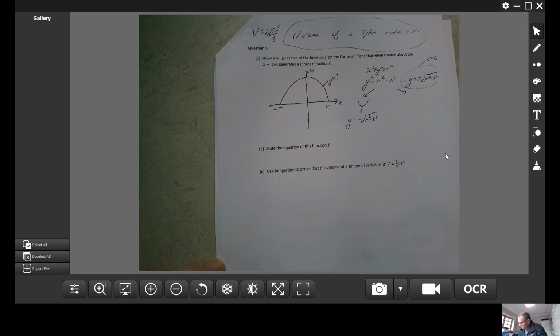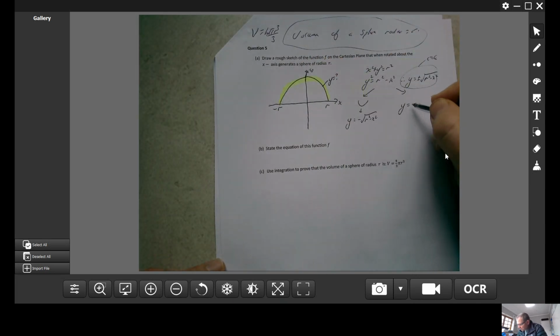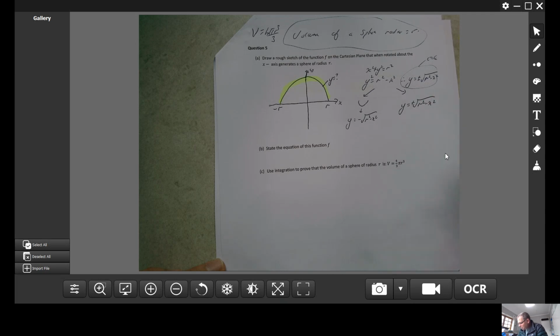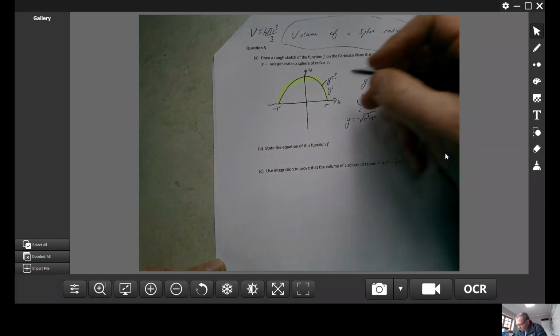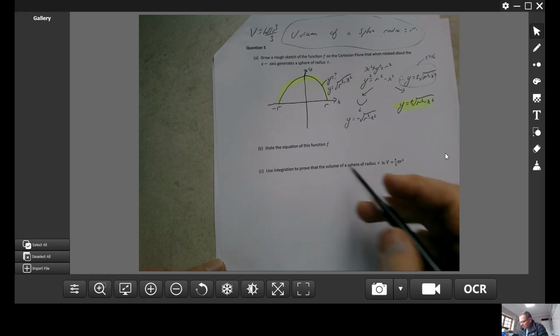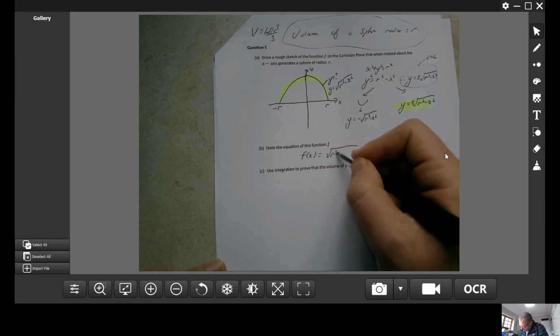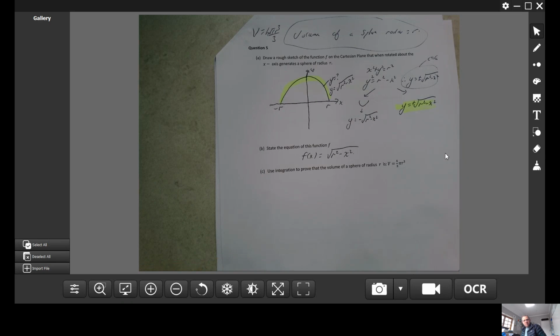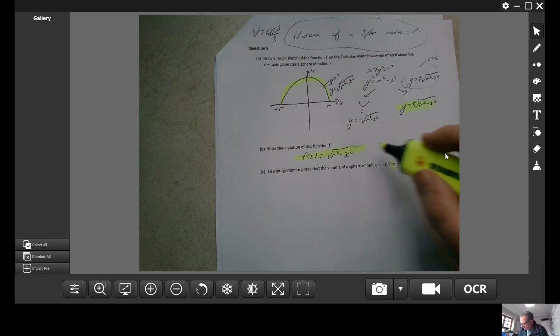The one above, which is the one we're looking for, the formula for this semicircle would be y is equal to the square root of r squared minus x squared. So that's the formula for this function. You can see it is a function. They've asked us to state the equation of the function f. It would be f of x is equal to the square root of r squared minus x squared, and it's a one-to-one function, not a many-to-one function. So now I've got my function, f of x is equal to the square root of r squared minus x squared.